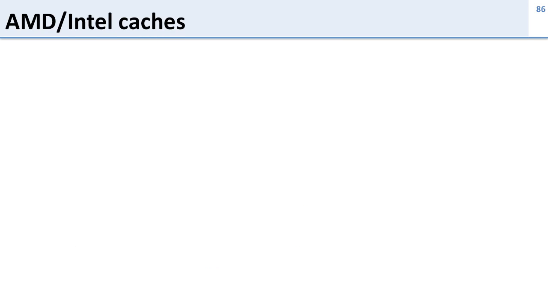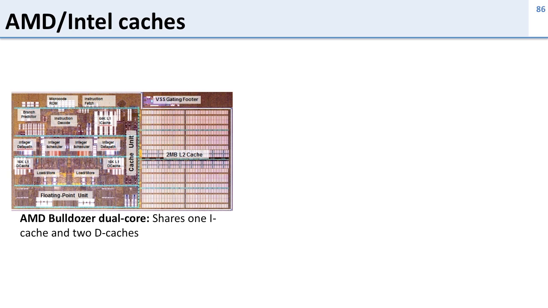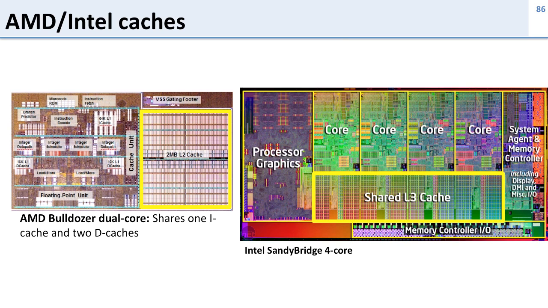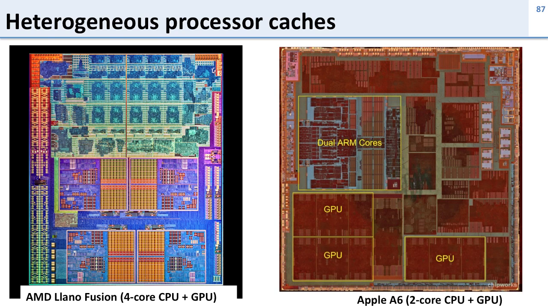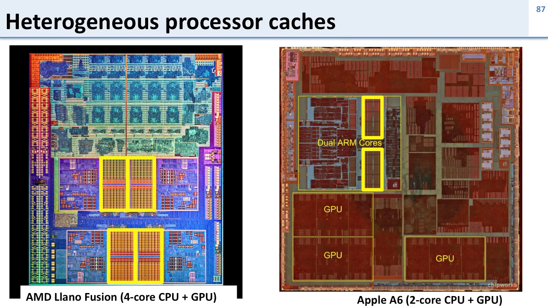So let's take a look at some caches in real processors. There's an AMD Bulldozer and an Intel Sandy Bridge. Both of these have large shared caches. The Intel processor has some additional shared caching, and then they have separate caches for instructions and for data. So here you can see the instruction and data caches on the Intel processor. Here are some heterogeneous processors. These are processors that have both CPUs and GPUs on them. And you can see the same thing, large shared caches for instruction and data, and then separate caches for instruction and data so that they can be accessed at the same time.